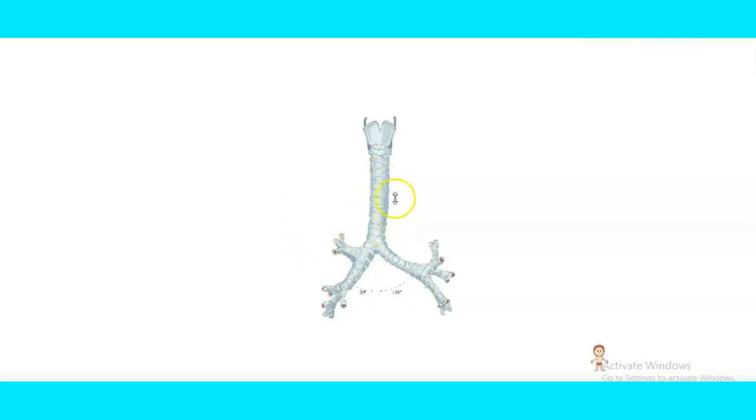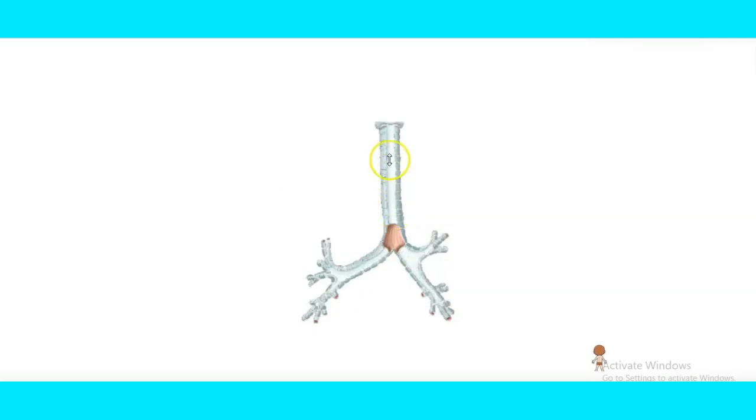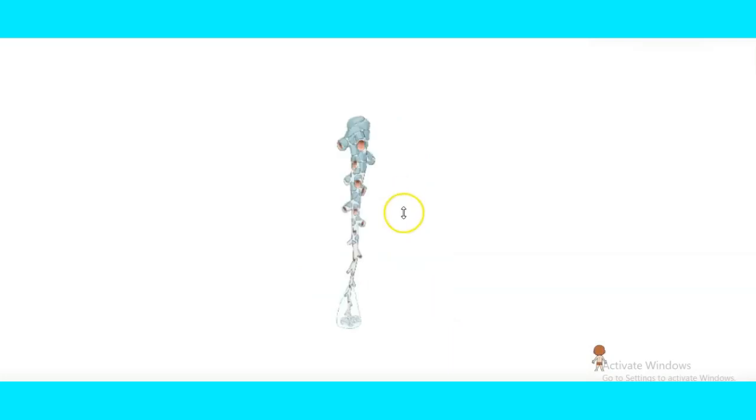So now let's go into the posterior view. So this is the posterior view. You can find the trachea here. You can find this free end of the trachea that has connection with the esophagus. So this is where the esophagus usually has a connection with the trachea here. And these are the branches we're talking about.